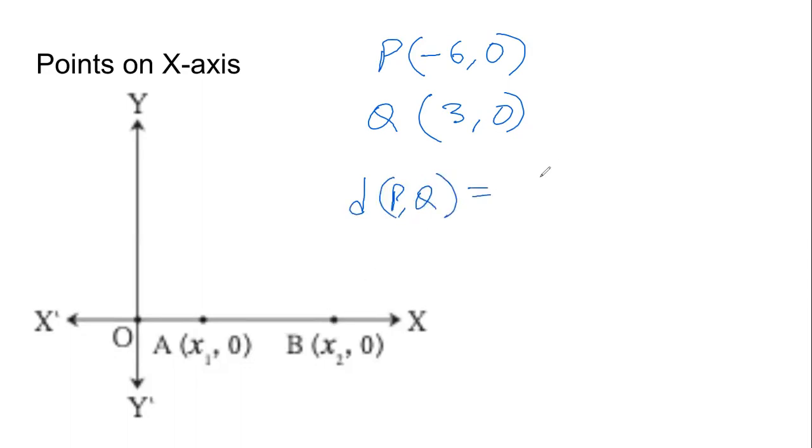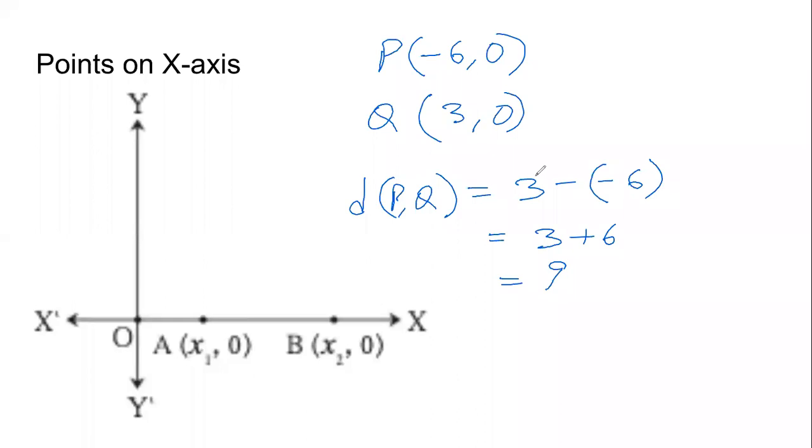How should I calculate? What should be the next step? What should I write here? Something minus something I'll have to do. Notice that both P and Q are on the x-axis. Why? Because both their y coordinates are zeros. Very good, Karthik. So the bigger coordinate is 3. The smaller coordinate is minus 6. So we will do 3 minus minus 6, which becomes 3 plus 6, which is 9. So the distance between these 2 points P and Q will be 9.